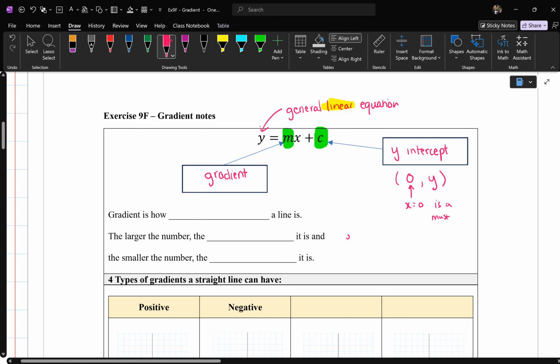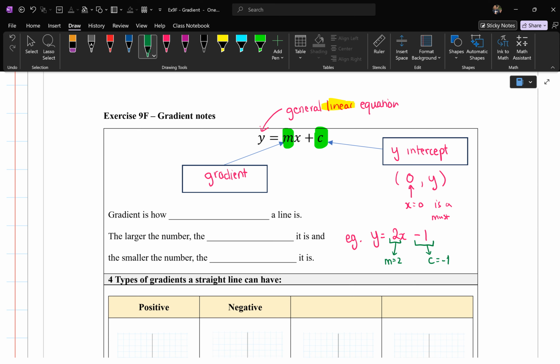So here's an example. Say I gave you y equals 2x minus 1. The number in front of x, hopefully you can see, is 2. So m is equal to 2, and that is your gradient. Gradient equals 2, and this negative 1 is your c. So your c, which is your y-intercept, is at negative 1. That's pretty much, at least for this part, all you need to know.